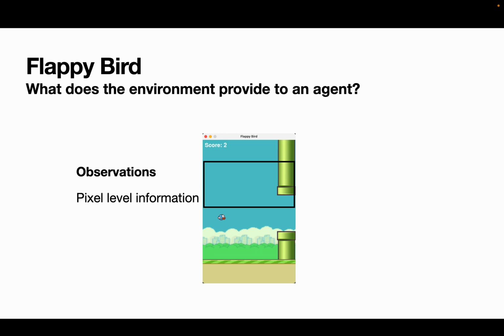Someone said distance. Distance to what? Okay. Distance to the obstacle. That is one thing which is useful. But in which dimension? In the vertical dimension, in the horizontal dimension? And we have two pipes.